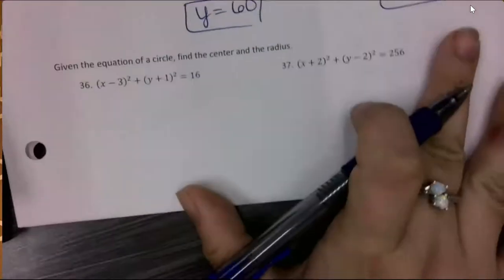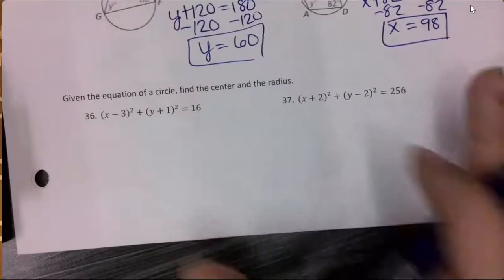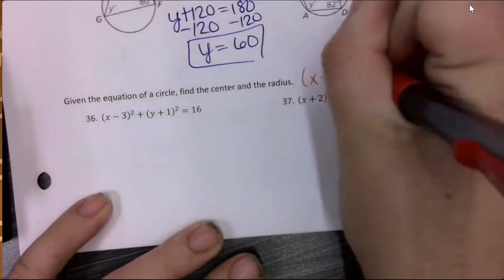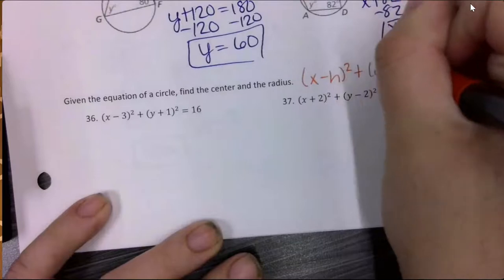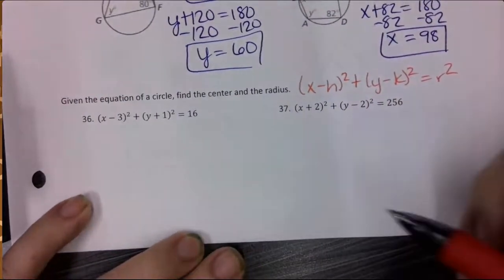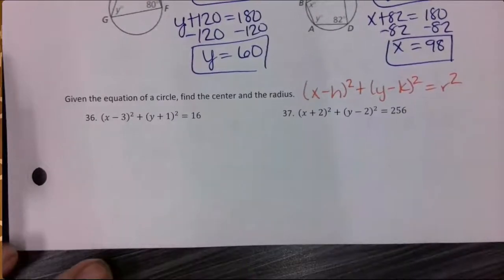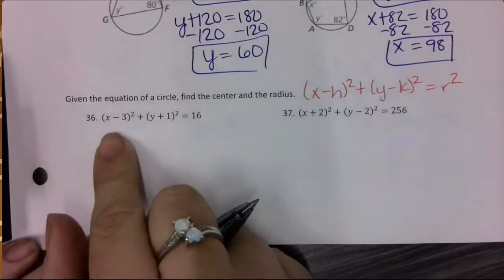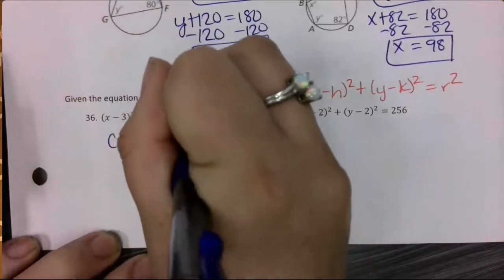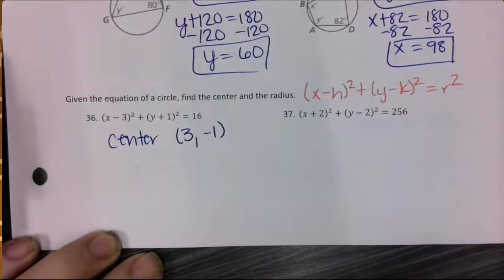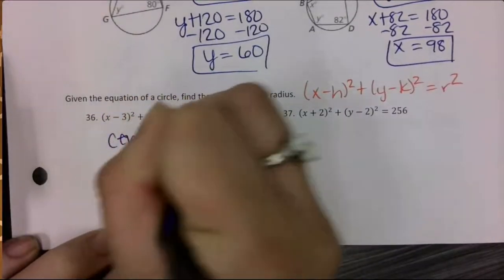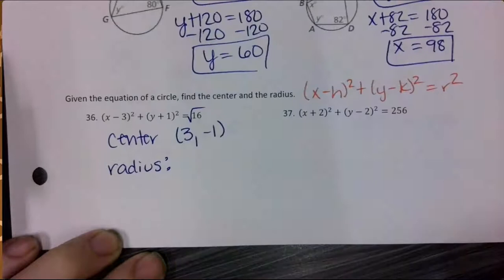On 36 and 37, it wants me to find the center and the radius of my circle. Remember, the standard form of the circle is x minus h squared plus y minus k squared equals r squared, where hk is my center and r is my radius. So it's opposite the signs for the center. So it's going to be positive 3, negative 1, and then my radius is the square root of the end number. So the square root of 16 is 4.